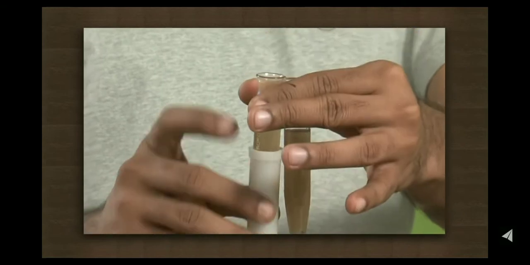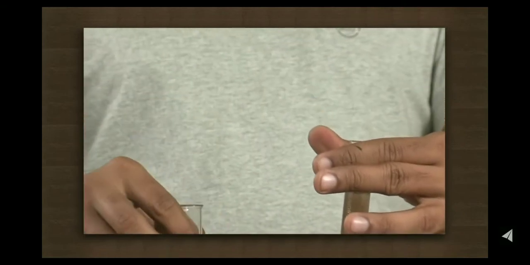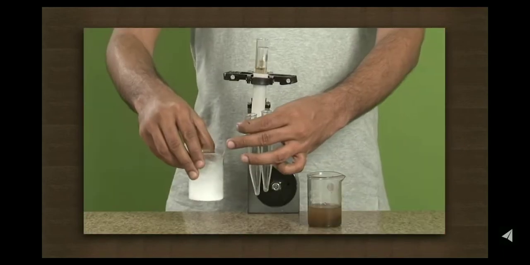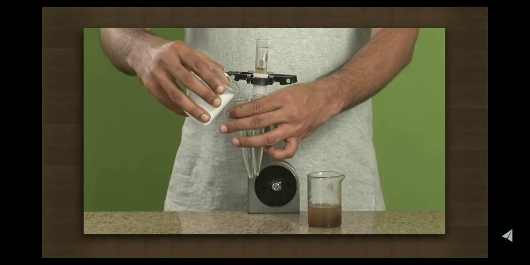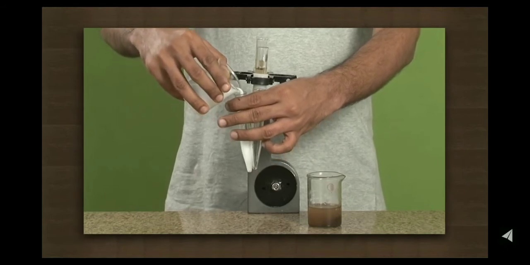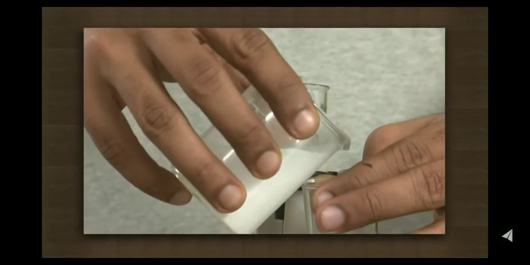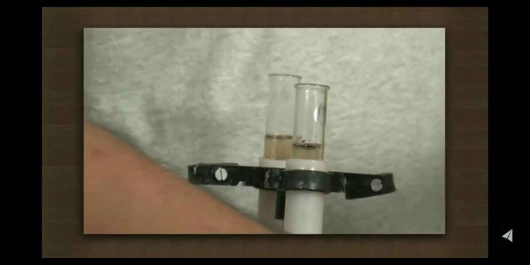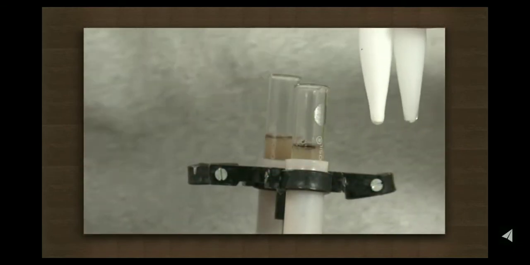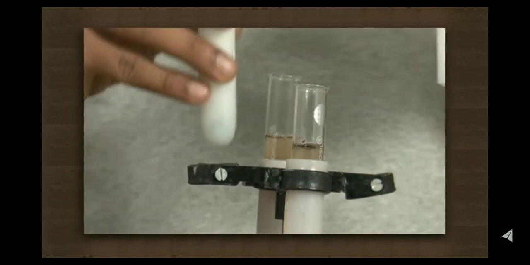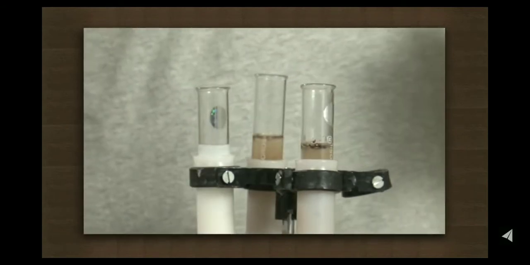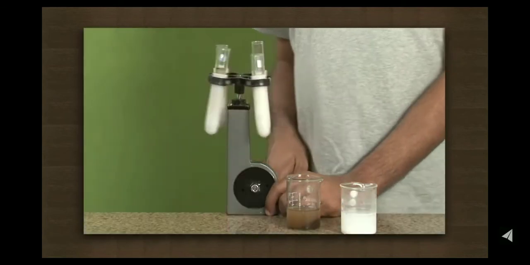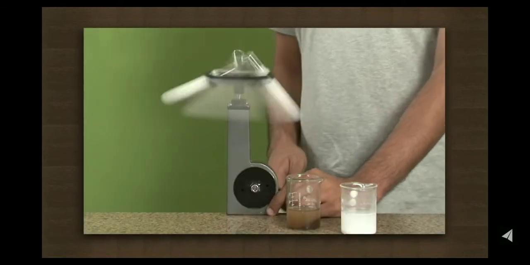Now we are going to see the centrifugation process. Here in the test tube, mud solution is collected. In another test tube, chalk powder and water solution are poured. Now the different test tubes are being fitted into the centrifugation machine. Now the machine is being spun at high velocity.